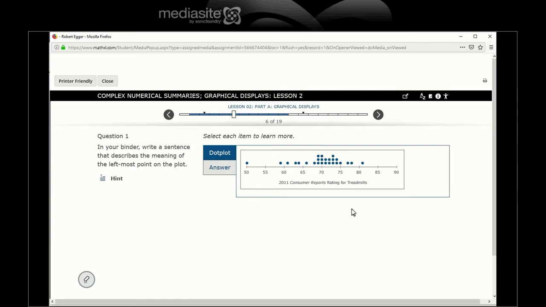Okay, so question 1. In your notebook binder, write a sentence that describes the meaning of the leftmost point on the plot. I guess you need to know your left from your right. Here's your right point. Here's your left. So the leftmost point is a 50. What does that 50 mean?